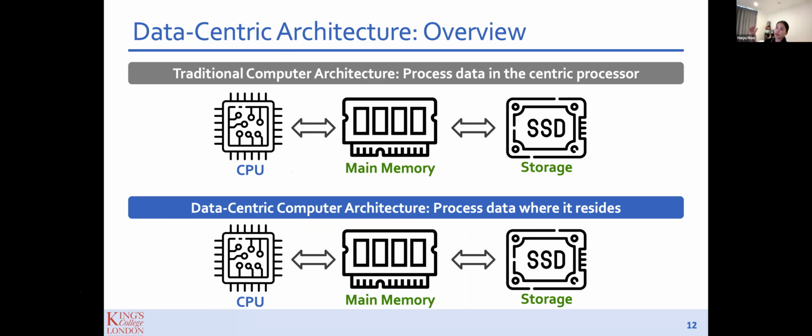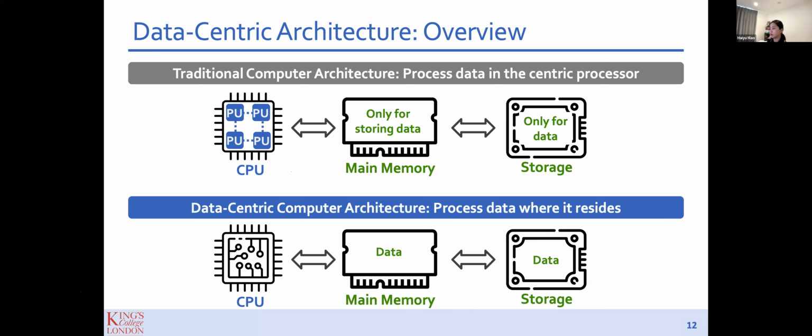Let's compare the traditional computer architecture, where we process the data in the central processor, and the data-centric computer architecture, where we process the data where it resides. In the traditional computer architecture, we have all the processing units accumulated inside the CPU. The main memory and the storage are only used for storing the data, right? In the data-centric computer architecture, the main memory and the storage not only hold the data, but also have some processing units inside them to help process the data inside the memory or inside the storage.